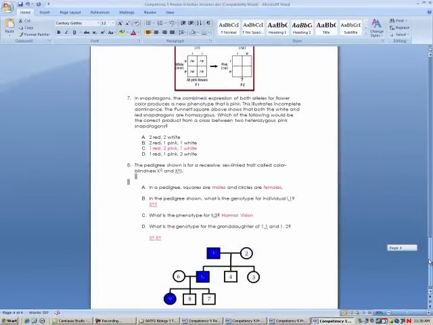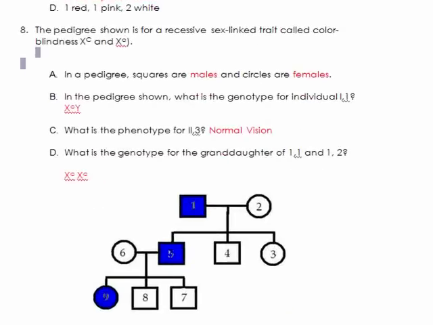The pedigree shown is a recessive sex-linked trait called colorblindness. In a pedigree, squares are males and circles are females. In the pedigree shown, what is the genotype of 1-1? Remember that the affected individual is always shaded in. So the genotype, this is a colorblind male, so the genotype must be XCY.